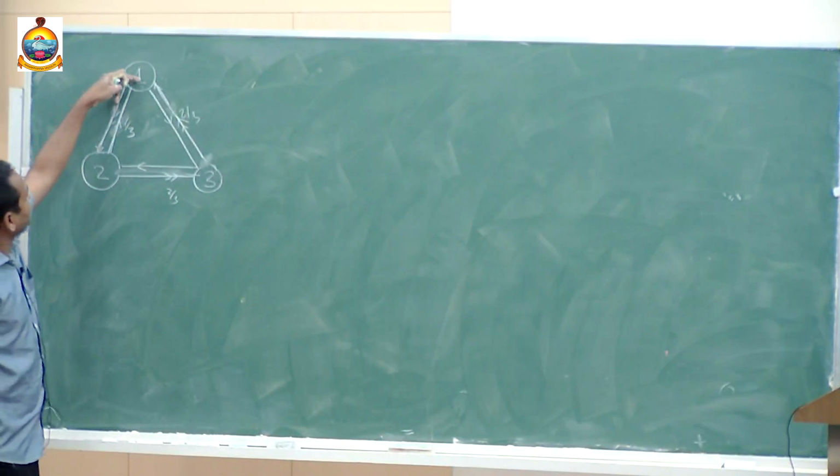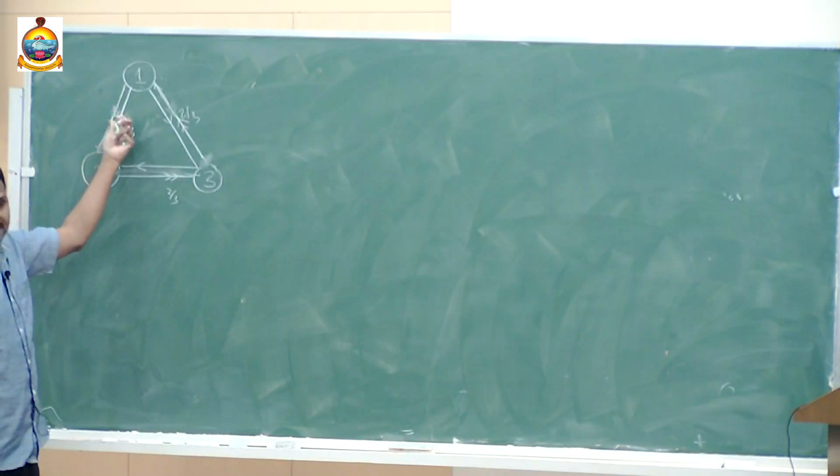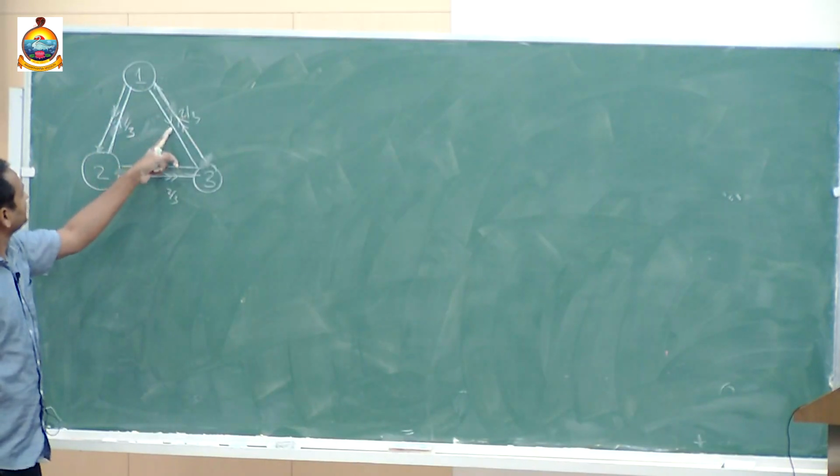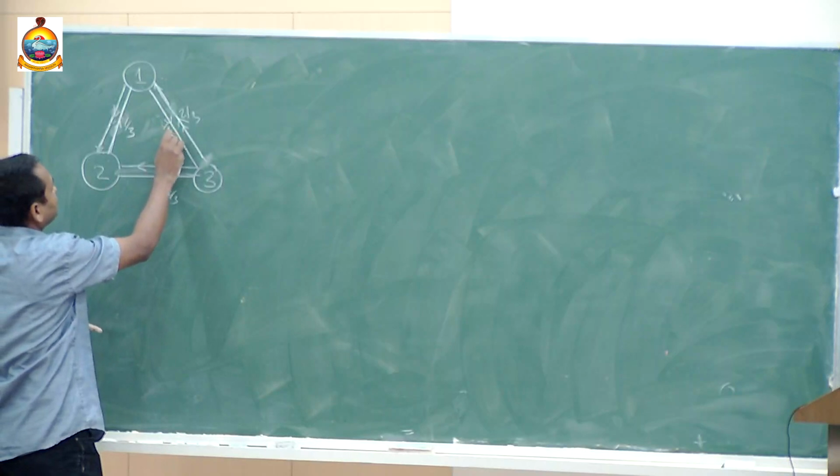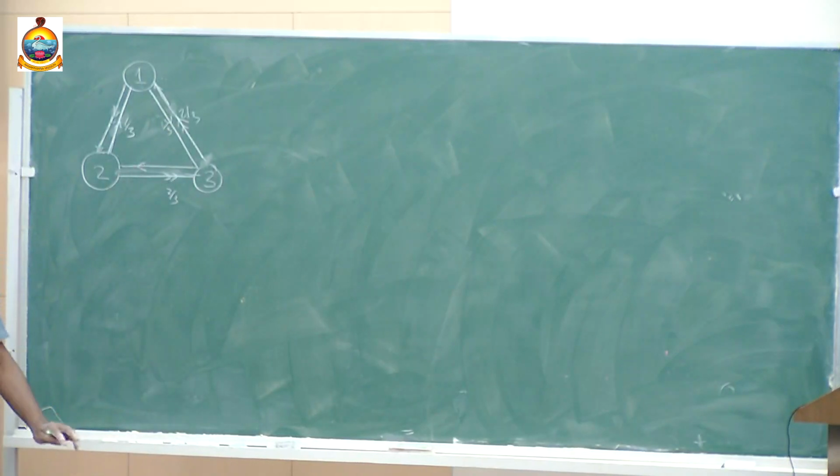So if it is 1, you go to right with this probability, and left with 1 third. This is 1 third. This 1 arrow means 1 third. 2 arrows means 2 third. Okay. So that's the game.